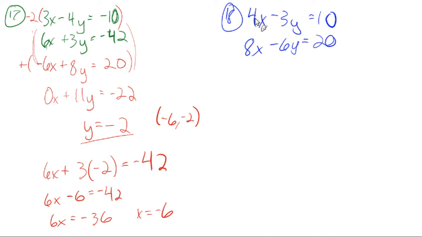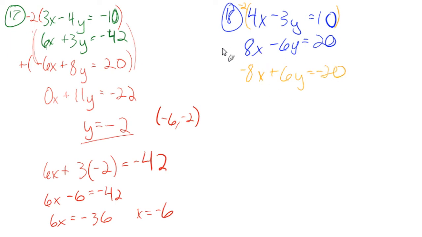This 4, if we multiplied it by 2, would also be an 8, but we needed one of them to be negative, so we'll multiply this whole thing by a -2. That way we'll get -2 times 4 is -8x, and these will cancel out. That's exactly what we wanted to do. The -2 times -3 is positive 6y, and -2 times 10 is -20.